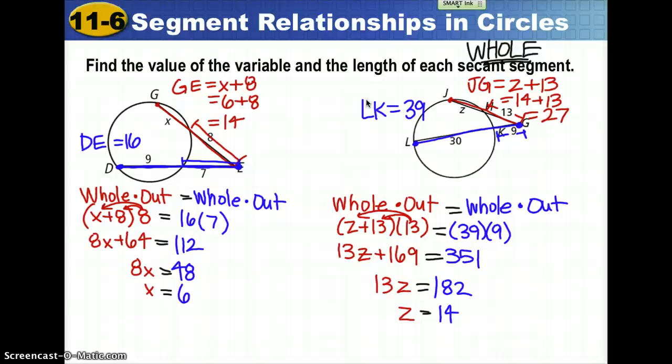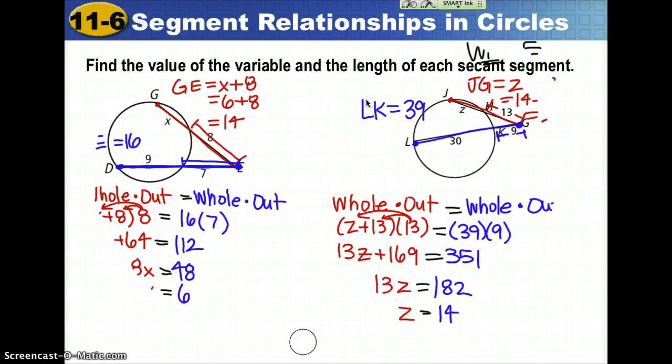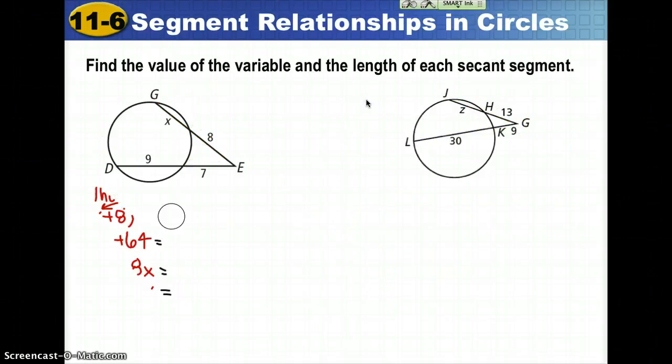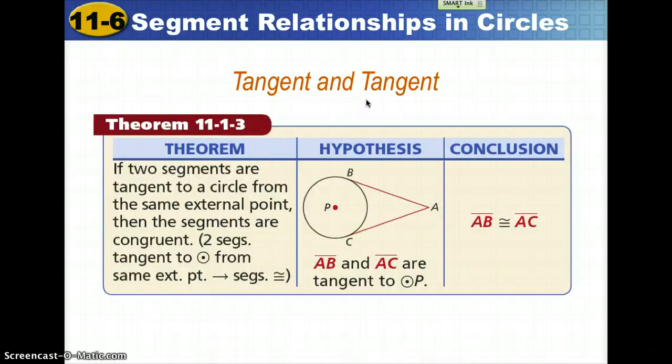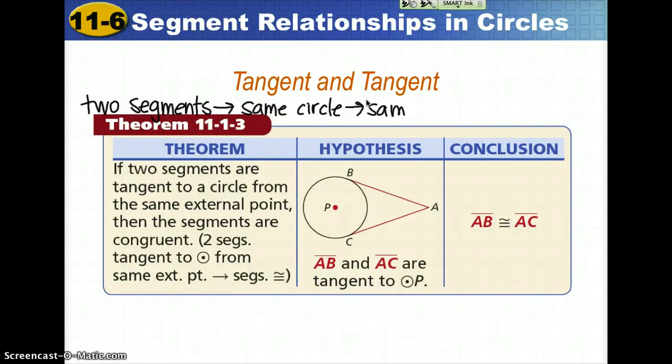And the next one is one that hopefully you remember from earlier in the chapter. Hopefully you remember talking about tangents. Remember, if two segments are tangent to the same circle from the same point, then they are the same length. Okay? Here's what we're saying there. Two segments tangent to the same circle from the same point, and those are the same length.